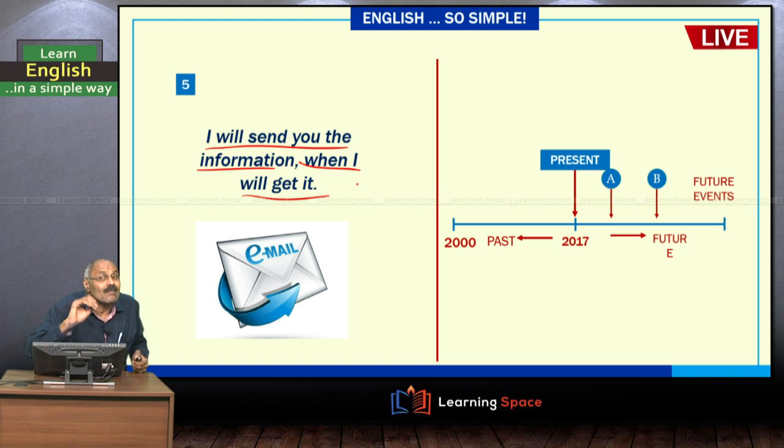Please understand, when two interlinked actions are related to the future, one will go with the simple future and the other will go with the simple present. Which one takes the simple future, we will deliberate next week. We are going to discuss these aspects. So, I will send you the information when I get it, right?